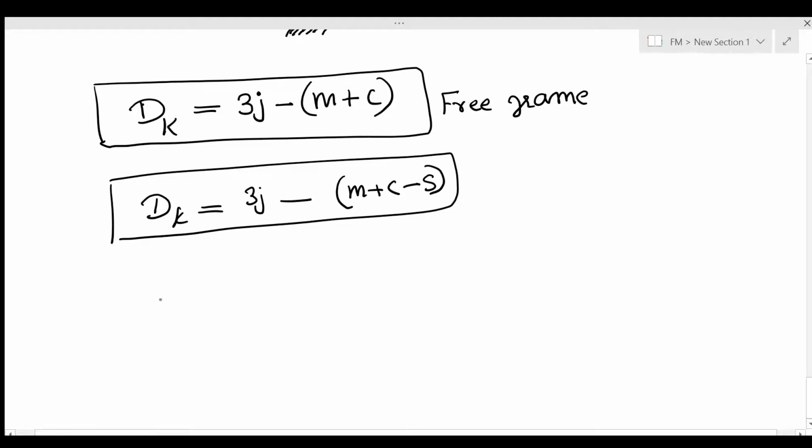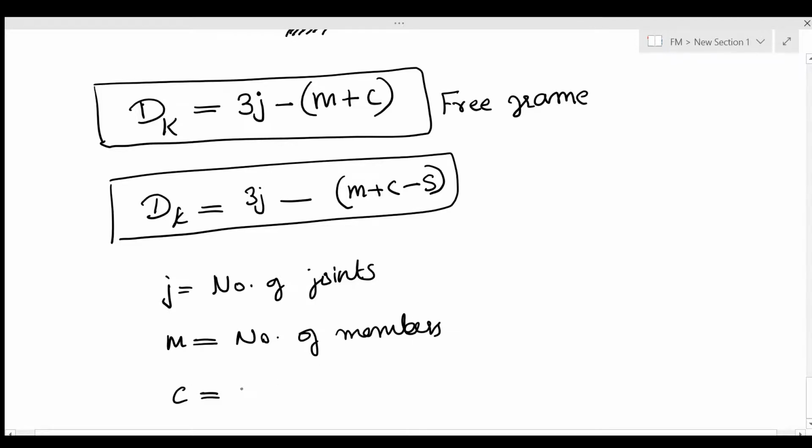Let's see. So j is nothing but the number of joints. Number of joints is denoted as j, and m is the number of members, and c is the number of constraints. Instead of constraints, it will be easier to understand as the total external reaction forces.